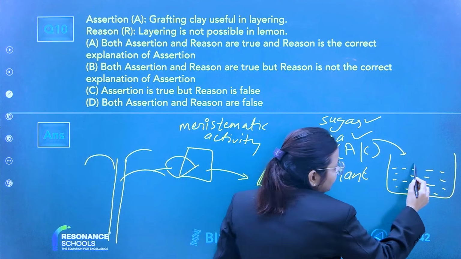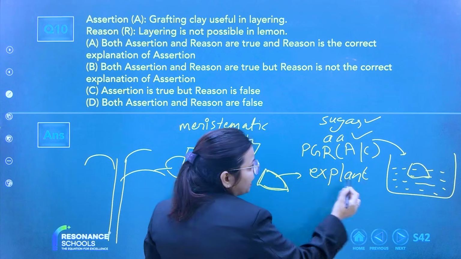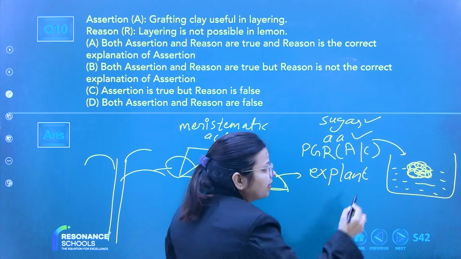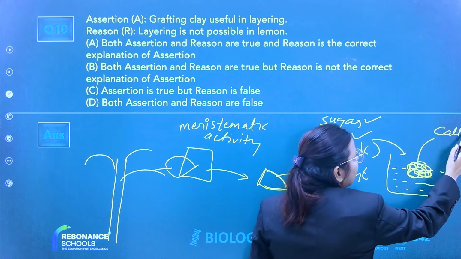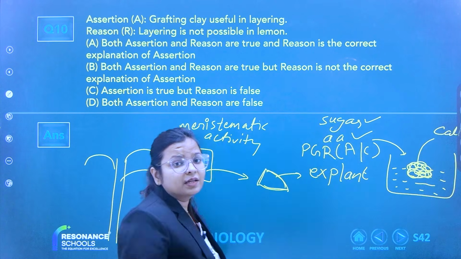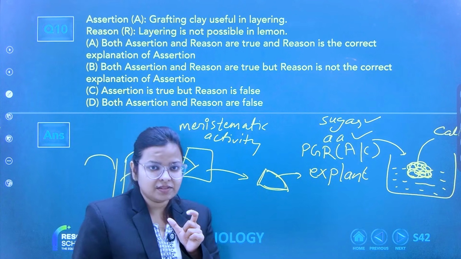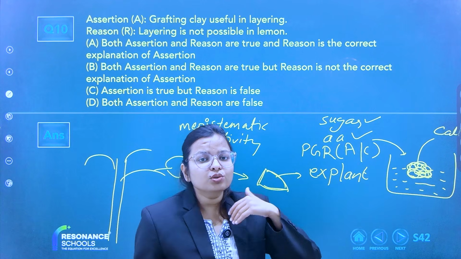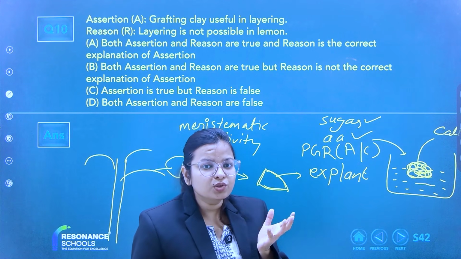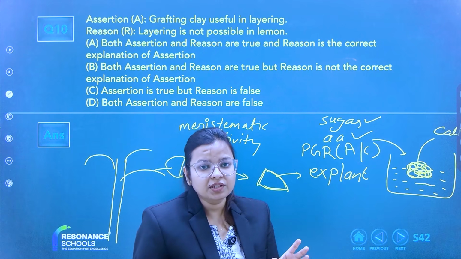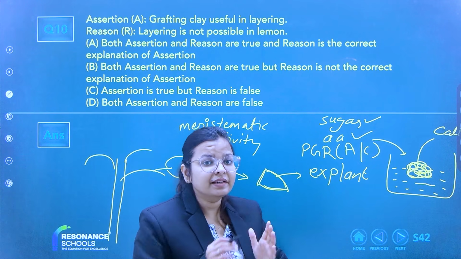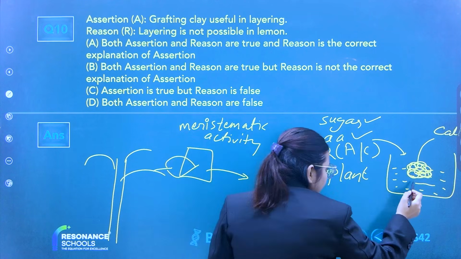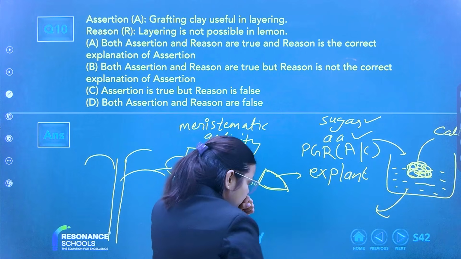So let's say I put this leaf, this plant part, here. What will happen after some time? Excessive cell division will happen and a callus will form. Now what is callus? Callus is nothing but an undifferentiated mass of cells, because the cells grow so rapidly that you cannot distinguish what plant part this is. So it is an undifferentiated mass and it can grow into any plant part. So this is our callus.